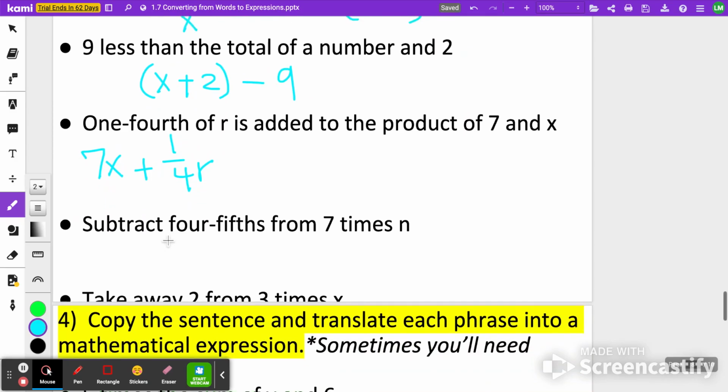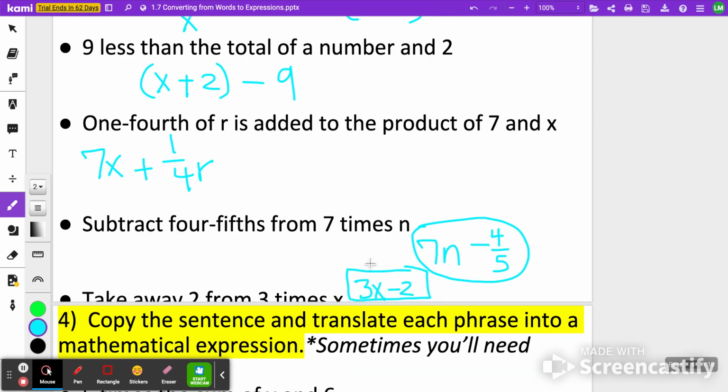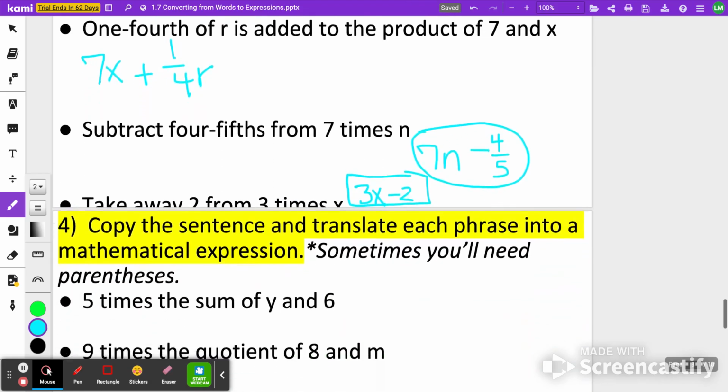Subtract 4/5 from 7 times n. So subtracting 4/5 has to go in the end, and 7 times n goes in the beginning. So 7n minus 4/5. The last one's kind of broken off here. Take away 2 from 3 times x would just be 3x minus 2. Again, it has to be in that order because it says take away 2 from 3x. So we want to show the minus 2 in the very end.